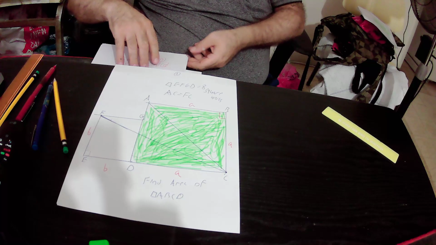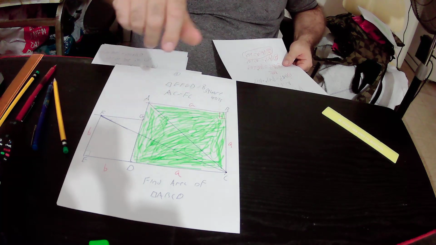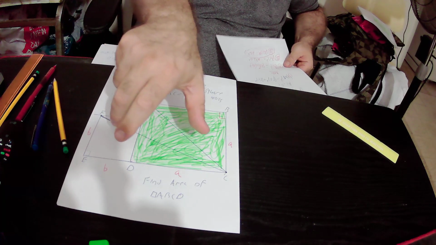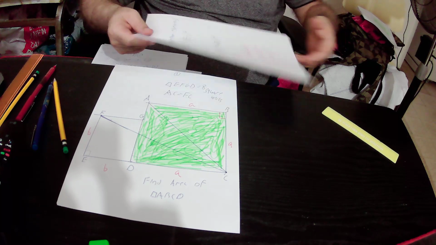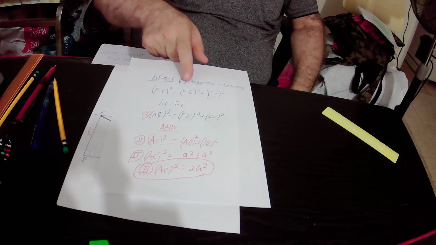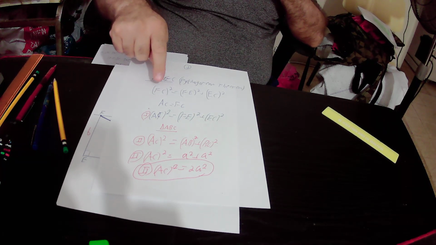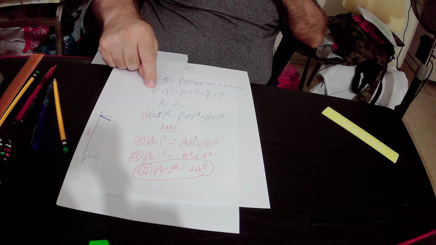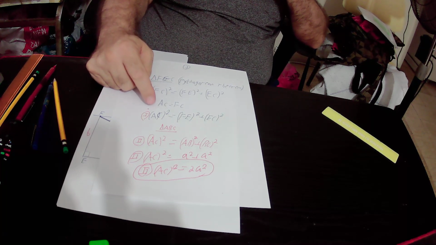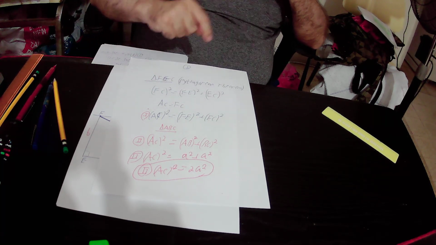and according to the Pythagorean theorem, the square of the hypotenuse, that is to say FC square, equals the sum of the squares of the perpendiculars, FE square plus EC square. But it is given in the question that AC equals FC. So we can substitute FC by AC in this equality. So we get that AC square equals FE square plus EC square.